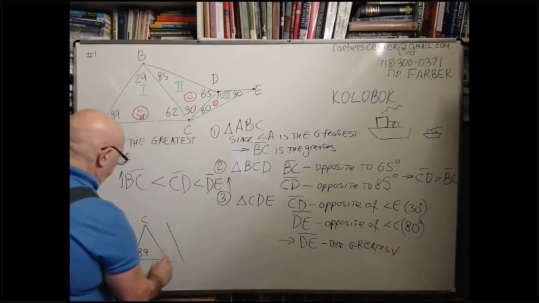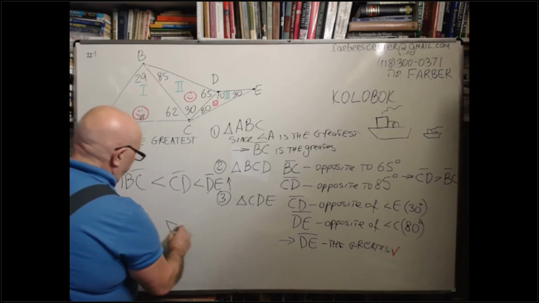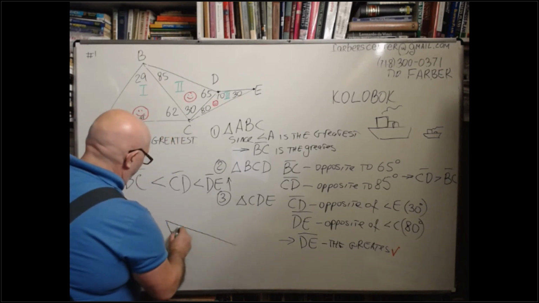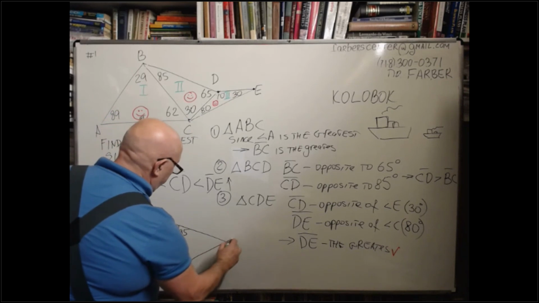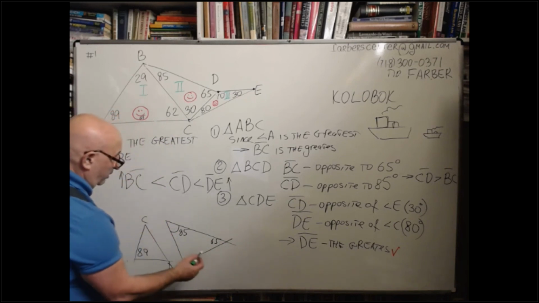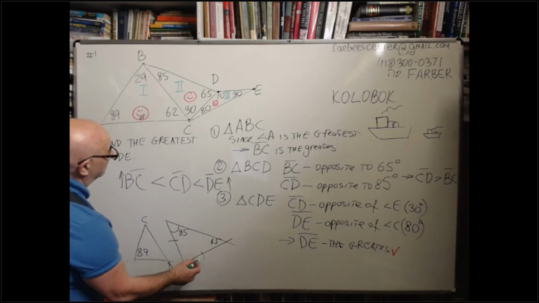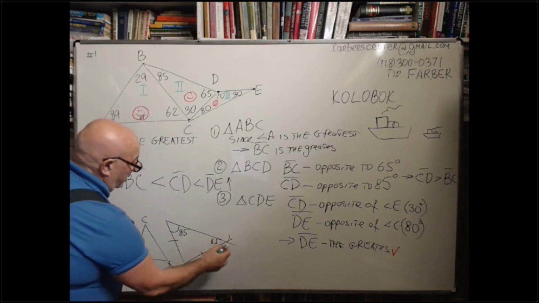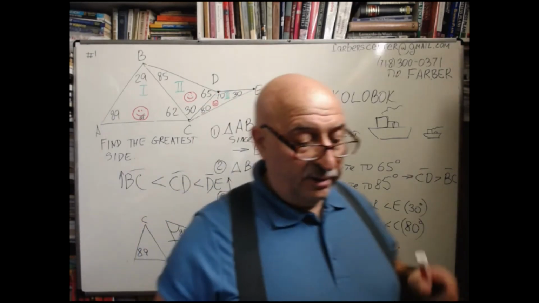This side is CD. But this angle is 85 degrees. And this angle is 65 degrees. So which side is bigger according to our lecture, this or this? Definitely this, because this is CD. You can compare different angles for different triangles in this particular case.